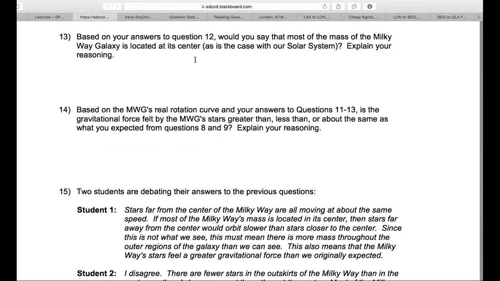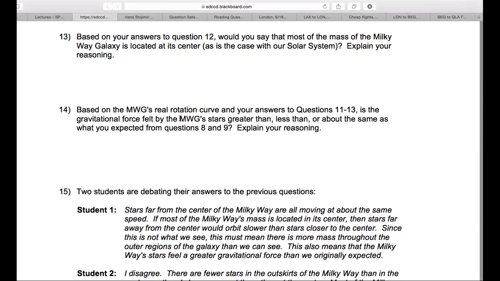Well, okay. I think maybe it's easier to first answer question 14 and then go back to 13. So, Anna, are you talking? Yeah, I'm trying to talk, but I'm still confused on 13, so that's why I'm skipping to 14. So 14 is maybe easier. So based on this real rotational curve, the force felt by the Milky Way galaxy stars is greater than I expected. Yes, very good. So how do you know that?